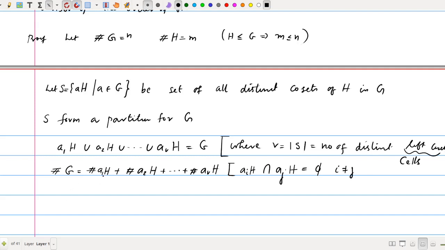Now we know that the cardinality of A1H is the same as the cardinality of H, that you have discussed in the beginning of this class. So this is the same as the cardinality of H plus the cardinality of H again plus etc. plus the cardinality of H, and we have assumed that the cardinality of H is equal to M. So this is R times.